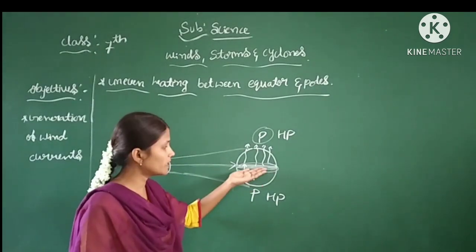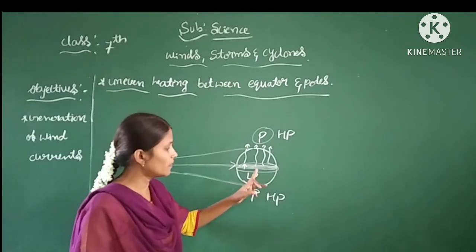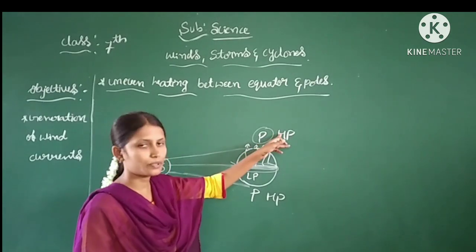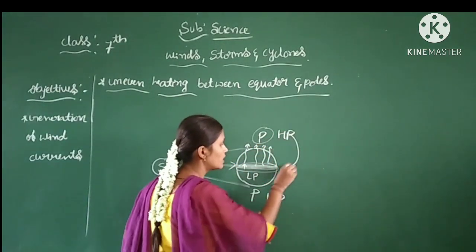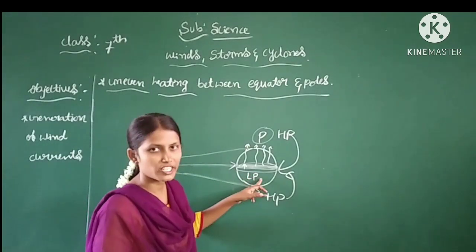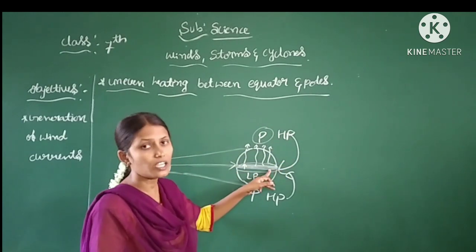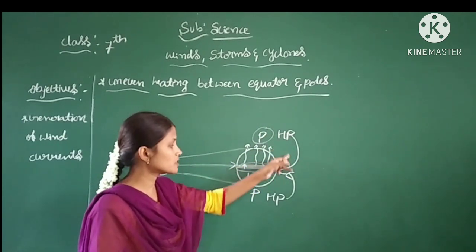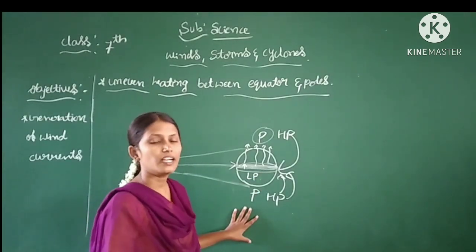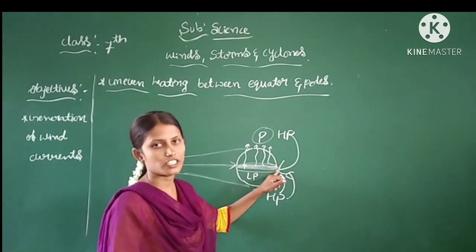The hot air at the equator rises up, creating a low pressure area. To cover this low pressure area, the air from the high pressure region moves towards the low pressure region. The air from the poles rushes towards the equator, towards the low pressure area. From this we came to know that air moves from a high pressure area to a low pressure area.